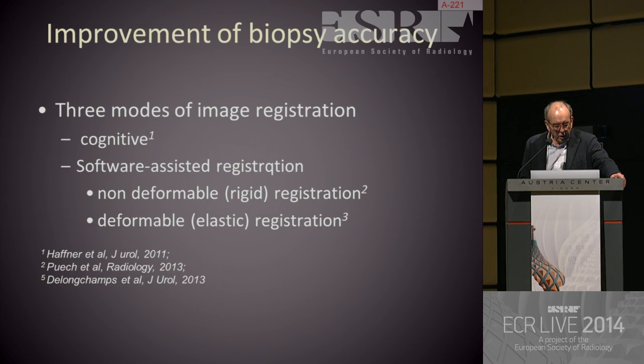So fusion: there are three modes of image registration. The cognitive, which is actually used by a massive majority of urologists or physicians now, and software-assisted registration with two kinds of registration: the non-deformable or rigid, which doesn't take into account the deformation of the prostate contour, and the deformable, which is an elastic registration, and I present both techniques.